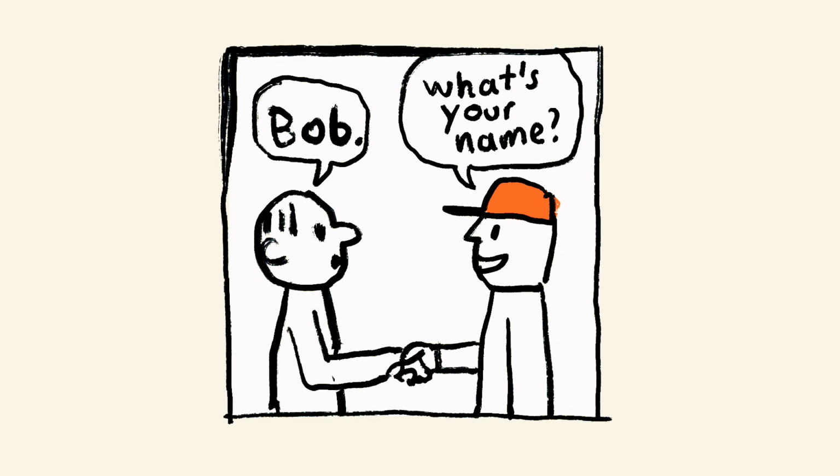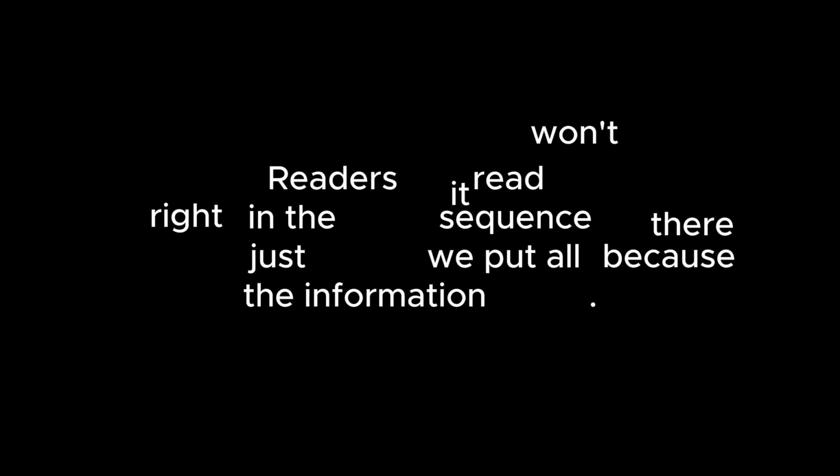The eye flow motion also applies to dialogue. So how would you read this scene? I mean, at first glance, "What's your name?" or "Bob" first. Bob, right? I would have to reread it before I get it right, and that interferes with the flow of reading. Readers won't read it in the right sequence just because we put all the information there. We have to guide the reader.